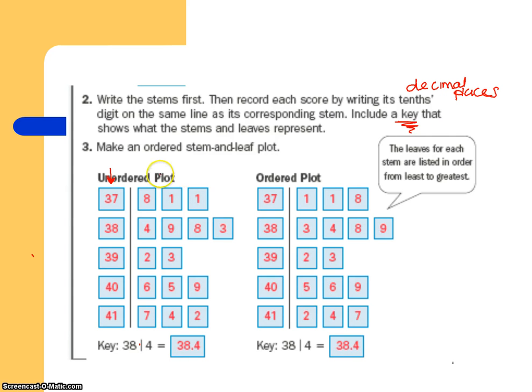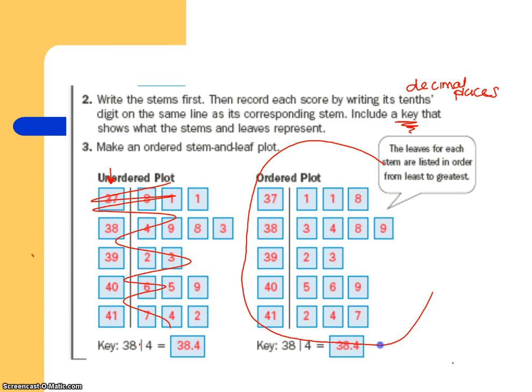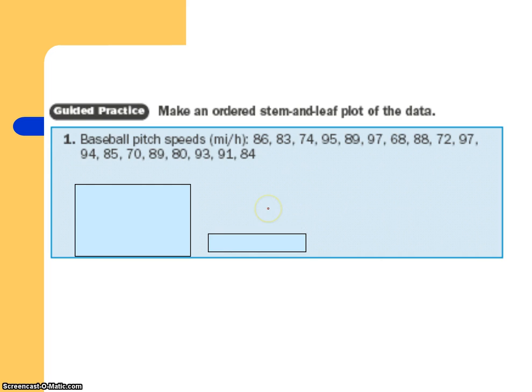You can go right to the ordered plot, you don't have to do the unordered plot, as long as you put them in order as you're doing it, least to greatest. So this is a stem and leaf plot, that whole thing.